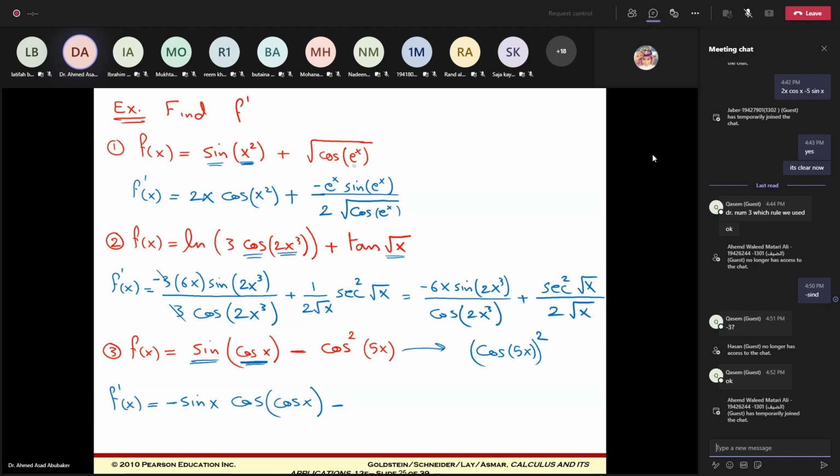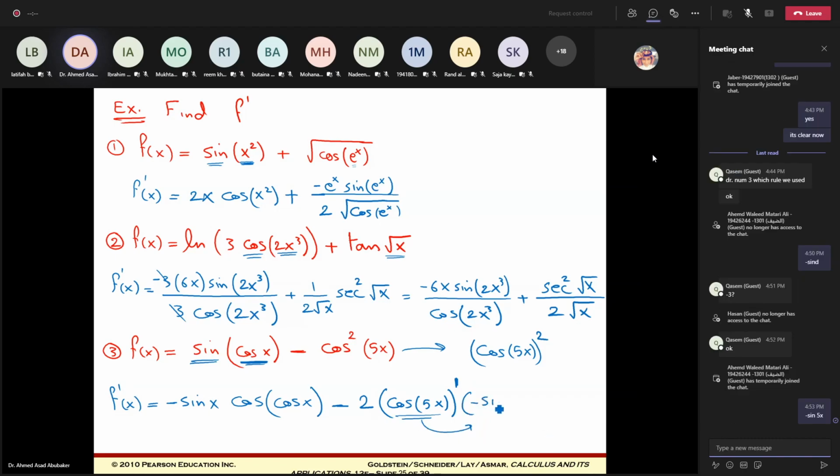Cosine 5x all squared. So, how can we find the derivative of a function to the power n? Put the 2, and inside the brackets put it as it is, with the new power equal 1. Now the derivative of inside the brackets equals negative sine, negative 5, sorry, because we have the derivative of 5x, 5. Derivative of cosine, negative sine of 5x, like this. After simplifying, we have minus sine x cosine x, plus 10, because negative and negative, 10 cosine 5x sine 5x, like this.